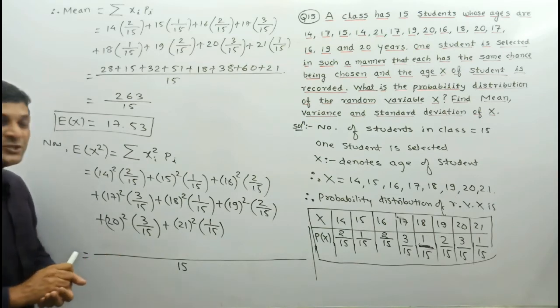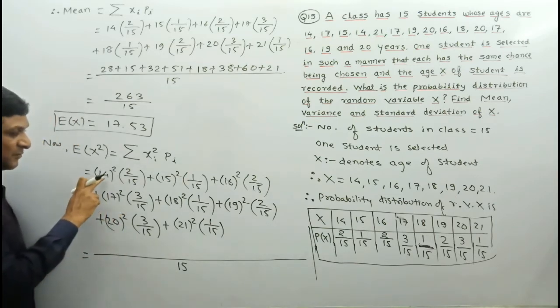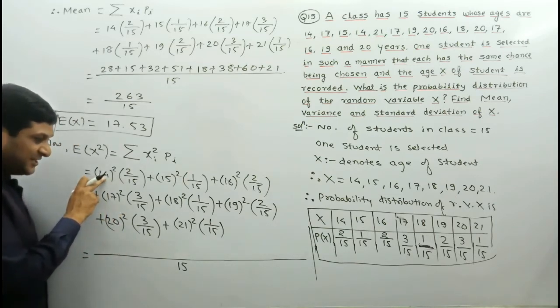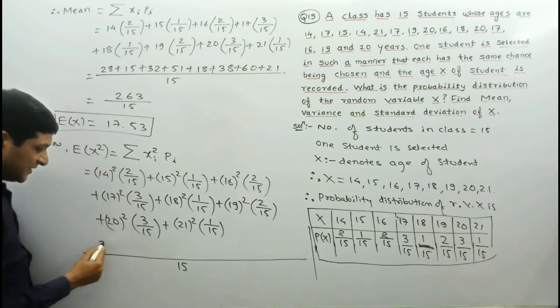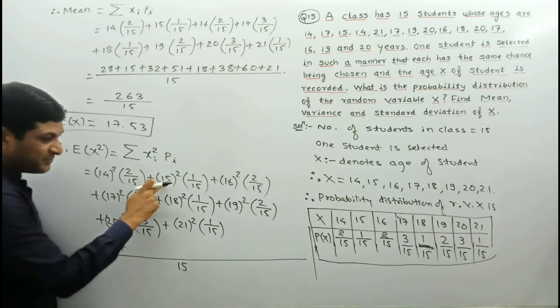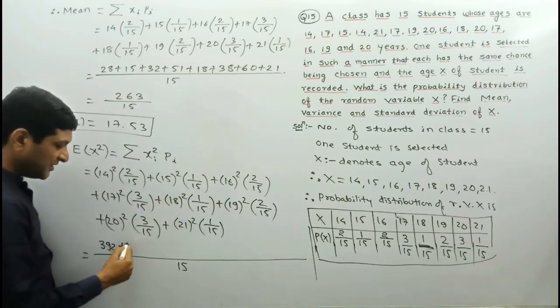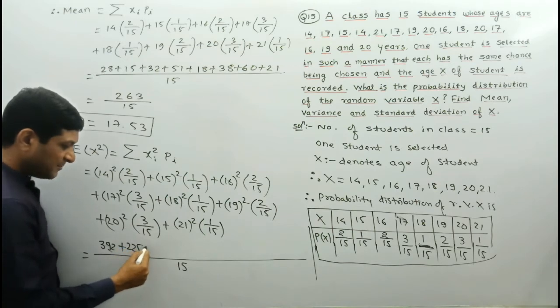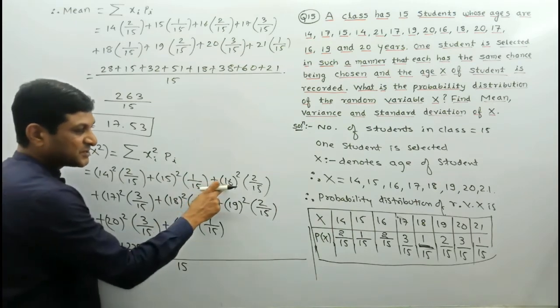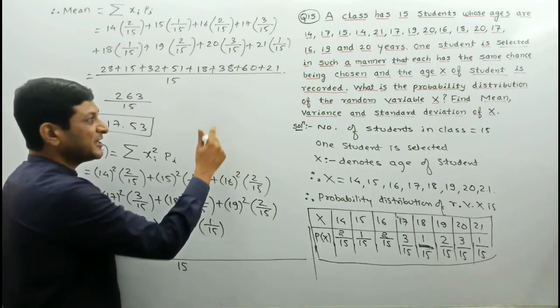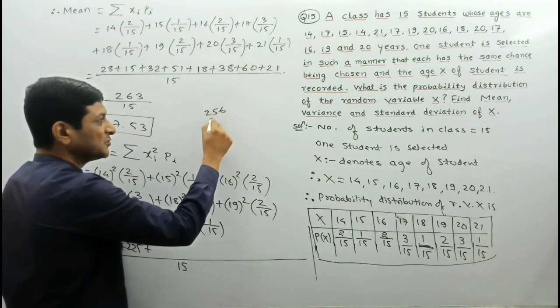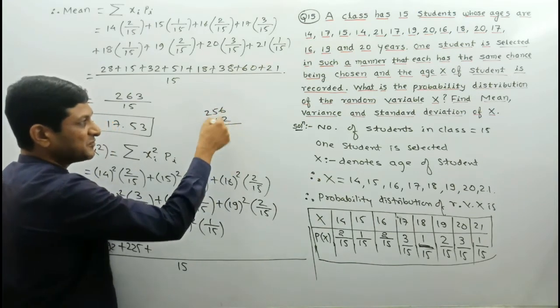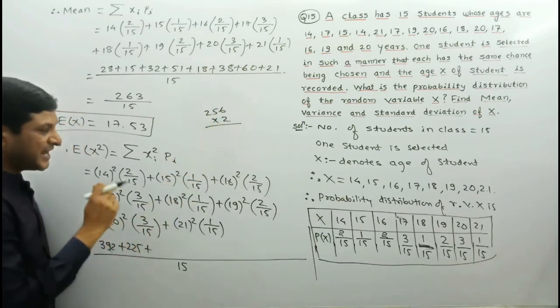Now observe the addition of the numerator very carefully. What is the square of 14? It will be 196. 196 into 2 is 392. 392 plus the square of 15, which is 225, into 1 is 225, plus now the square of 16. What is the square of 16? 256. 256 into 2, let us find this product, will be equal to 512.